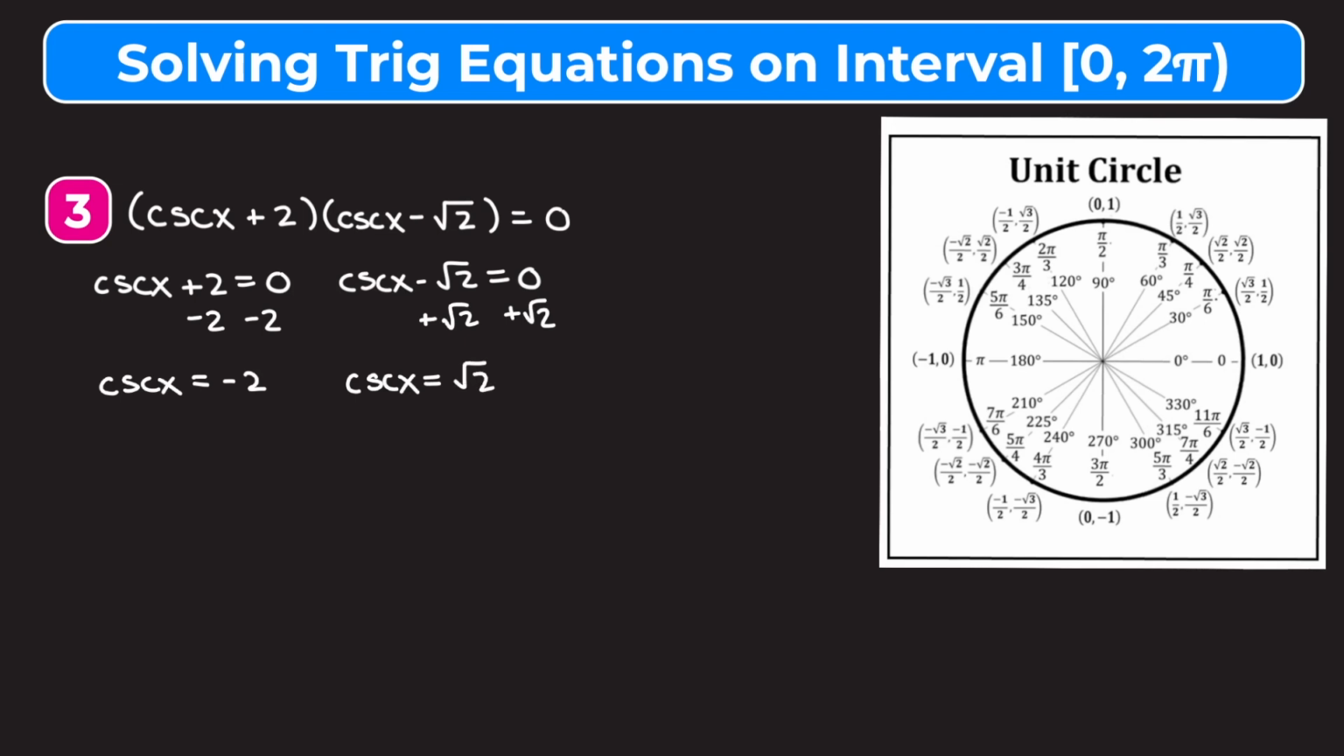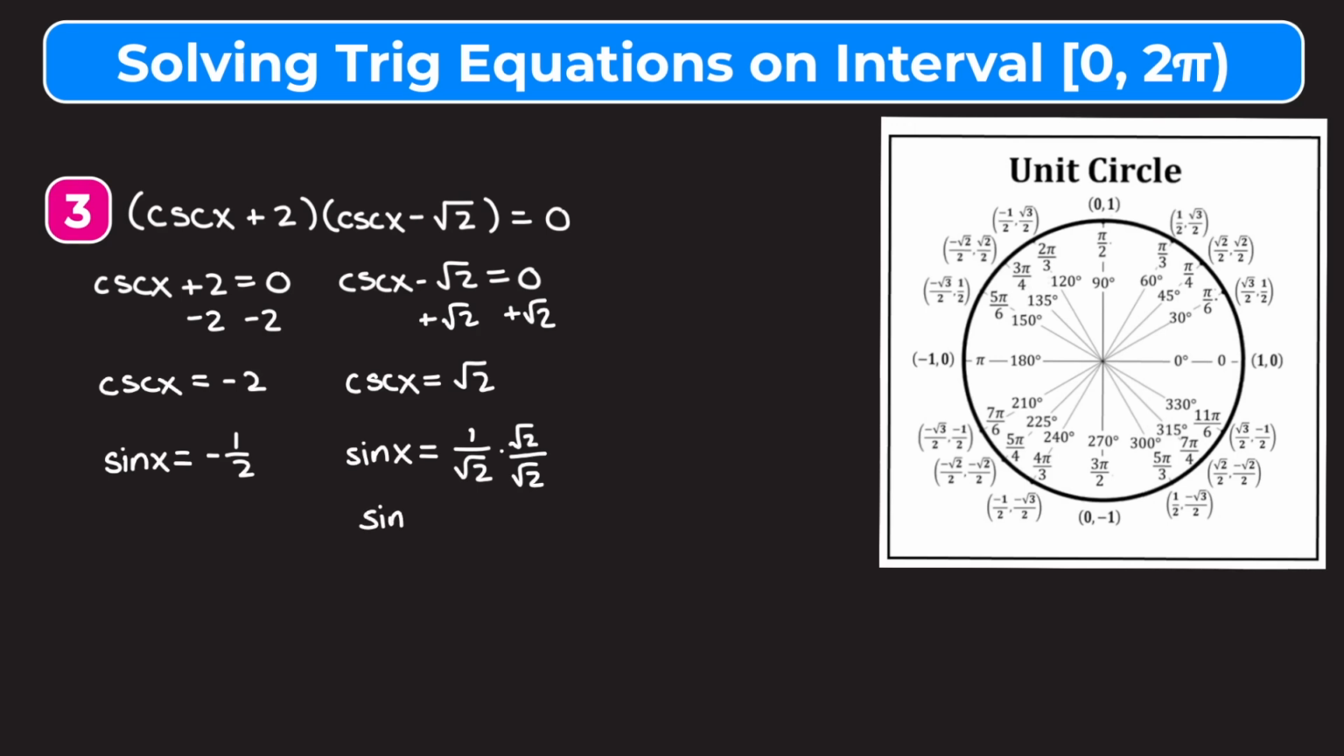Now I think it's easier to change cosecant into sine. Remember that cosecant and sine are reciprocals. So this is the same as saying the sine of x is equal to the reciprocal of negative 2, which is negative 1/2. Or the sine of x for the right equation is equal to the reciprocal of root 2, which is 1 over root 2. Now let's get this root out of the denominator. We're going to multiply the top and bottom of our equation by the square root of 2.